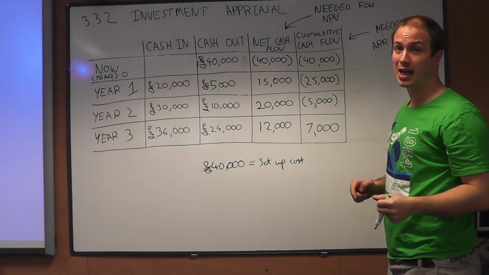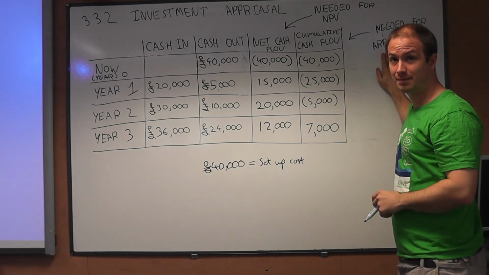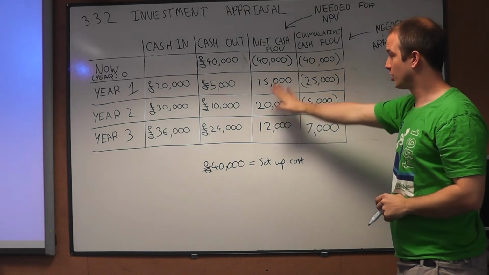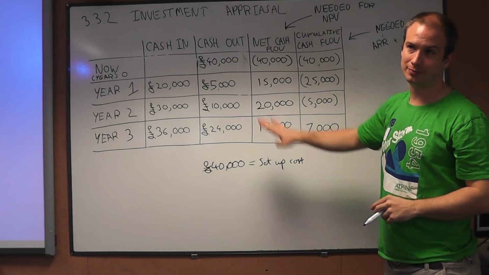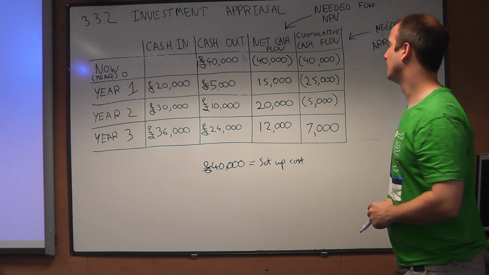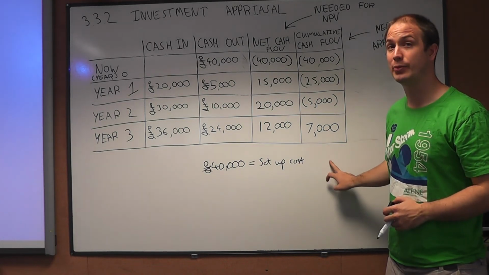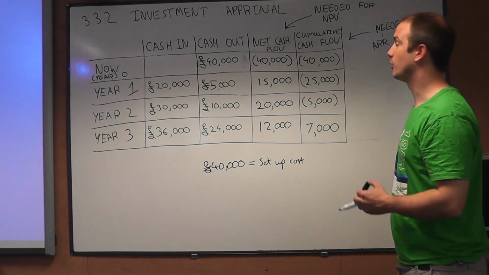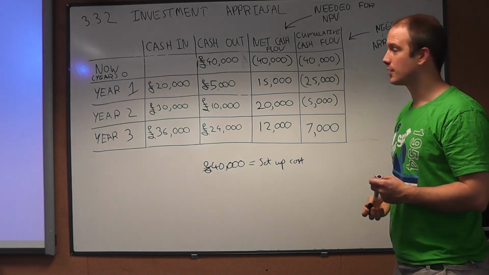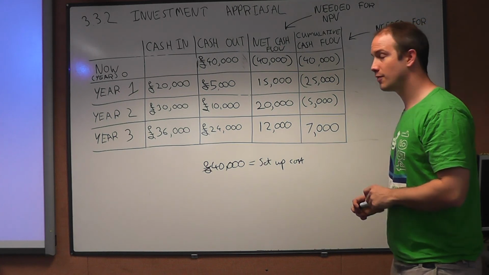The cumulative cash flow is needed for our average rate of return and our payback period. Without these numbers, we are going to find it very difficult, nigh on impossible, to calculate our investment appraisal or any of our investment appraisal statistics. So it's really important that you're able to complete this in order to be able to do those other factors. We shall be looking at those in the not too distant future.